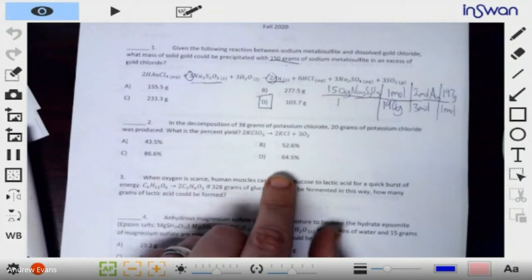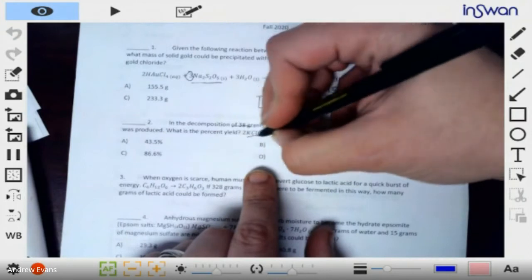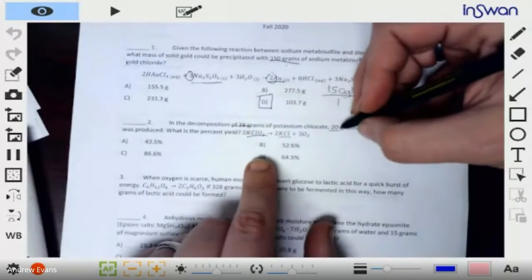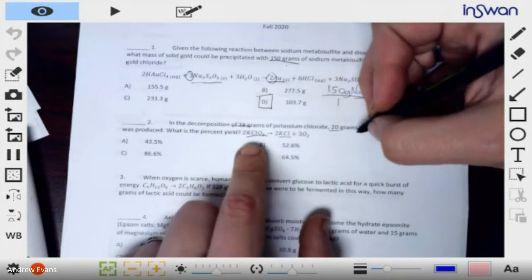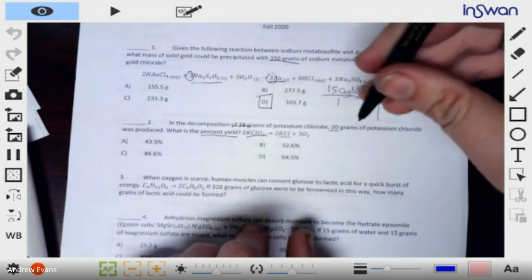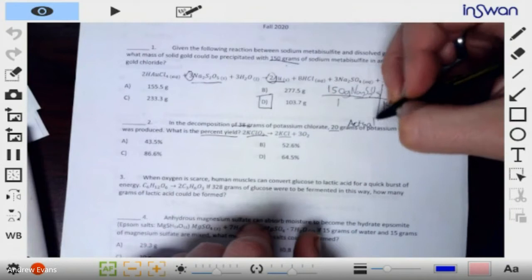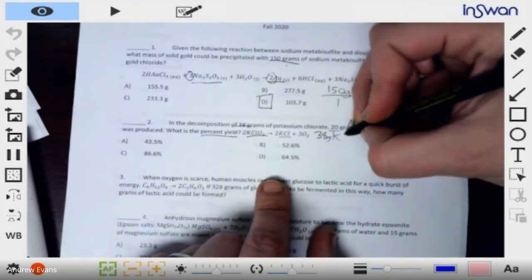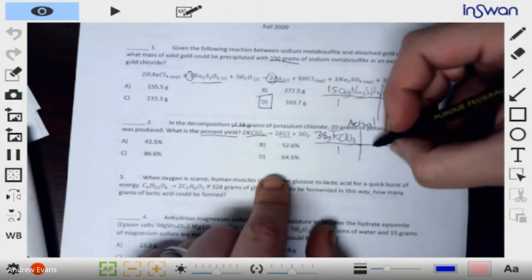Answer D. In the decomposition of 38 grams of potassium chlorate, 20 grams of potassium chloride forms. What is the percent yield? So I'm given 2 masses, a mass of reactant and a mass of product. That's a dead giveaway. It's a percent yield problem, even if I didn't already spell that out. So this is our actual, and we need to calculate our theoretical. So to calculate our theoretical, we start with 38 grams of KClO3, and we need to convert this into grams of KCl.